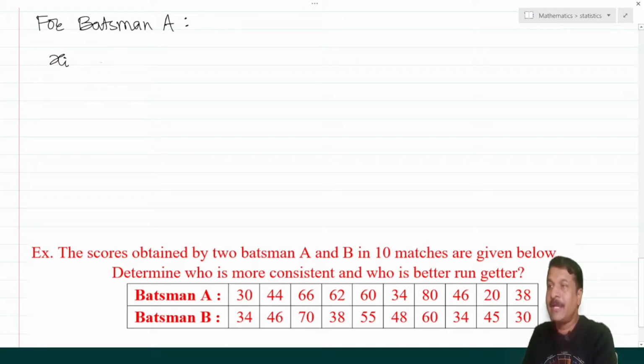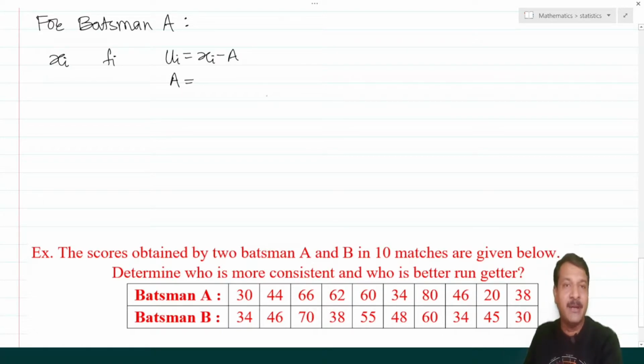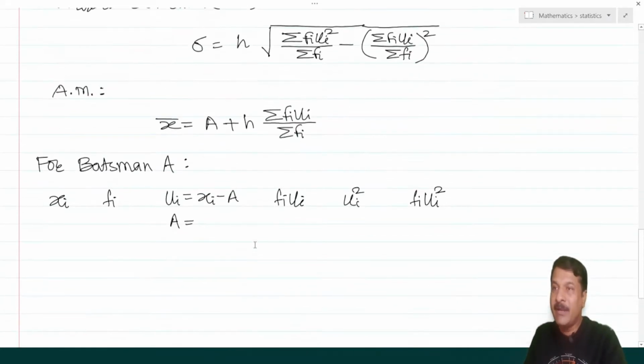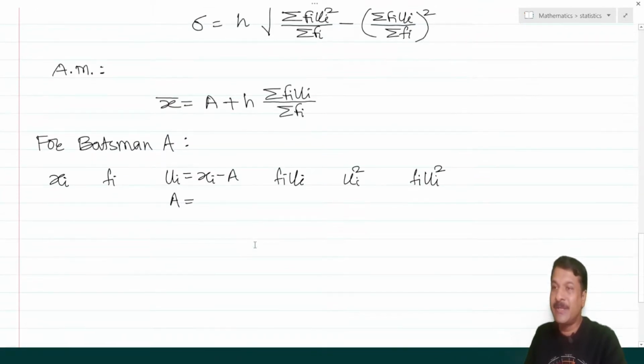Here xi, the frequency is 1, 1, 1 everywhere. Then what is ui? It is xi minus a, and h is 1. A is the random mean or working mean. Then fi ui. Also you need ui square, then fi ui whole square. So these are the values we require.